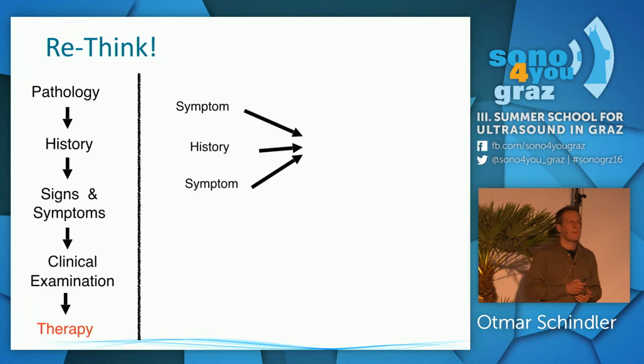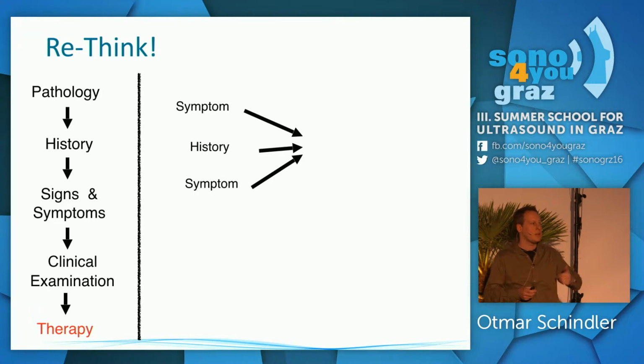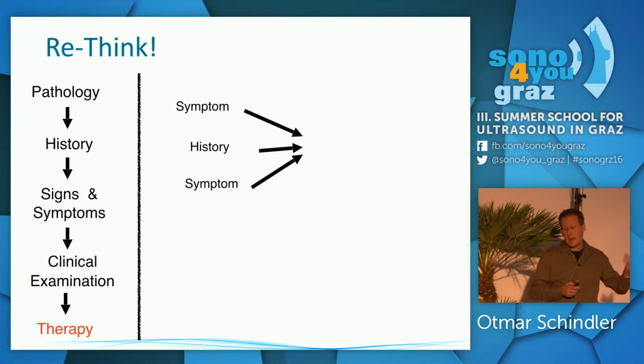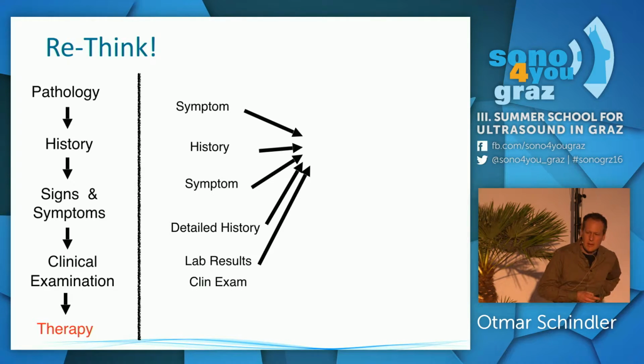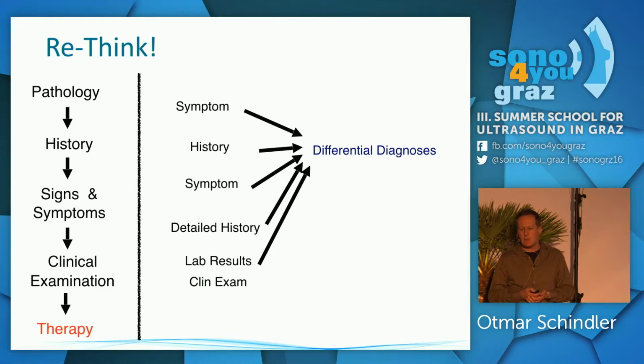What's reality? Patient presents with the symptom, perhaps you have some history, you can look in the charts, you can look in the computer, you can ask the patient, can look for a more detailed history, you can do laboratory exams, clinical exam, and then you have to say, well, I think it is either this or this or this.